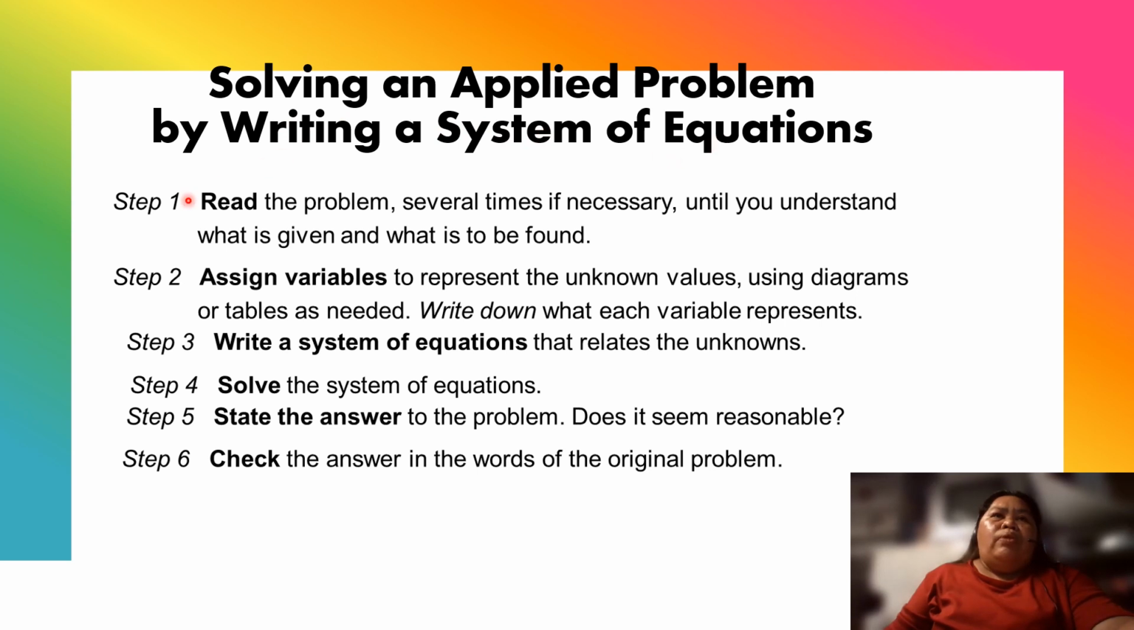Now, in solving applied problems by writing a system of equations, step 1, read the problem several times if necessary until you understand what is given and what is to be found. Step 2, assign variables to represent the unknown values, using diagrams or tables as needed. Write down what each variable represents. Step 3, write a system of equations that relates the unknowns. Step 4, solve the system of equations. Step 5, state the answer to the problem. Does it seem reasonable? And step 6, check your answer in the words of the original problem.